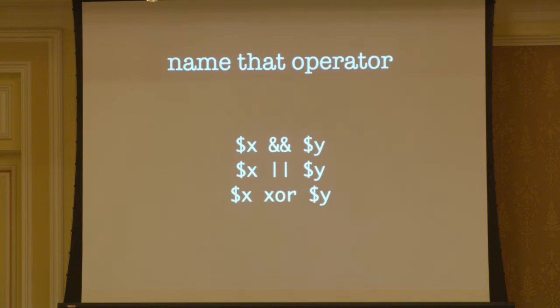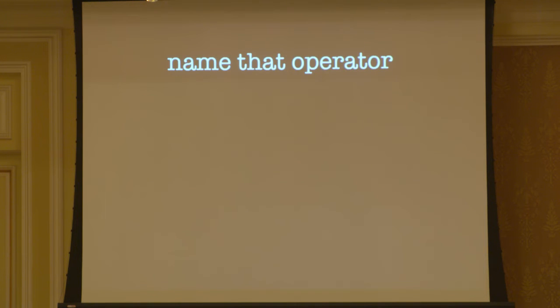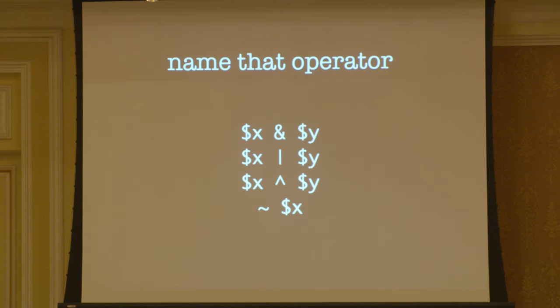And, or, XOR, XOR, I don't know. And the type for these? Booleans, okay, how about this? And, what is the type of the operand for these? We don't know, right?